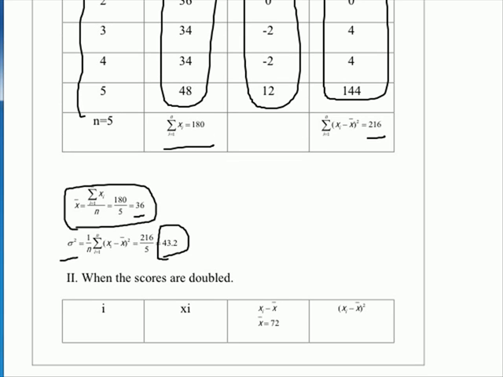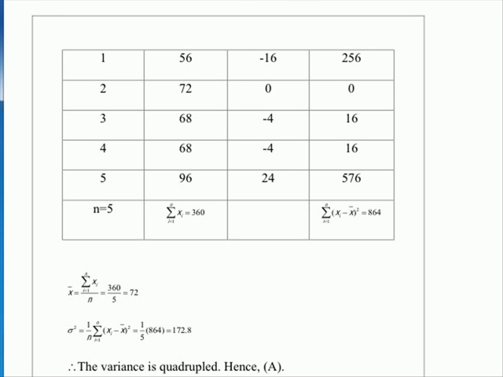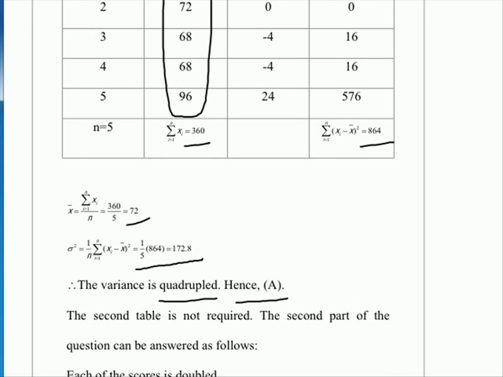Now when the scores are doubled, what we get is a similar table with slightly different figures. So this column represents the doubled scores, so the mean would double as well as expected, so the mean is 72, and the variance in this case is 172.8. So when the scores double, the variance becomes 4 times. Hence the answer is choice A.